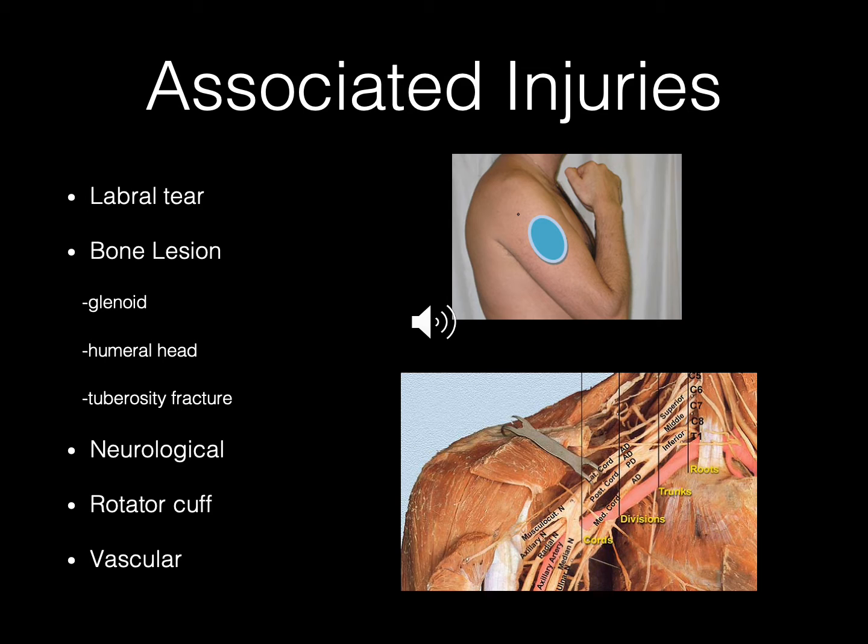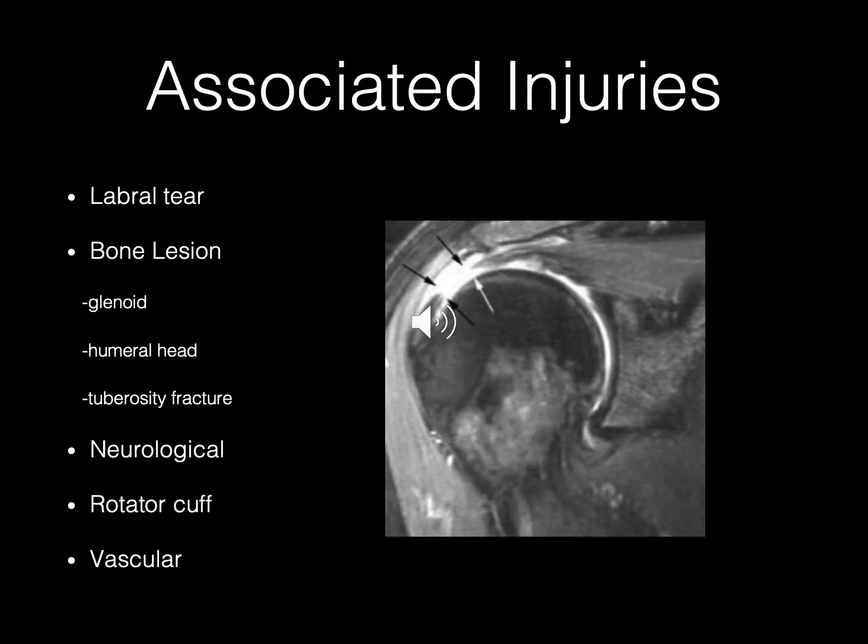Approximately 10% of patients following shoulder dislocation will have at least some element of neuropraxia, usually involving the axillary nerve, but can involve any element of the brachial plexus. In patients over the age of 40, particularly, we need to think about involvement of the rotator cuff, as tears are more common in this age group.